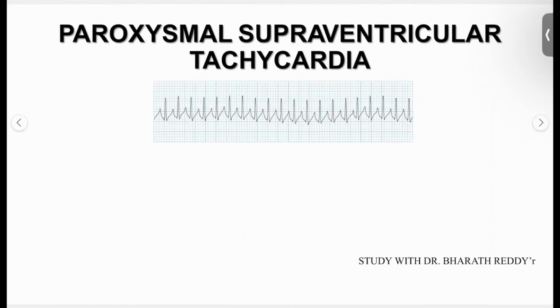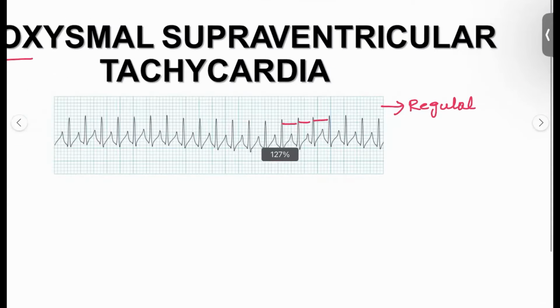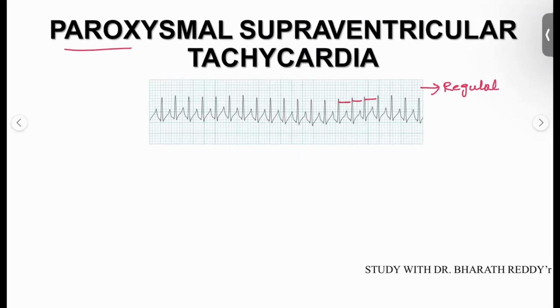And next, moving on to the paroxysmal supraventricular tachycardia. Remember that your paroxysmal supraventricular tachycardia is a regular rhythm. This is the regular rhythm. Here you can see this is a very regular rhythm, each and every interval. So that is how the paroxysmal supraventricular tachycardia is presented.